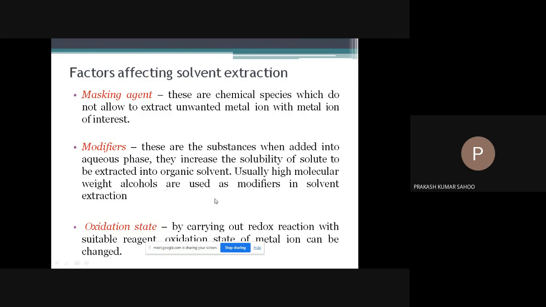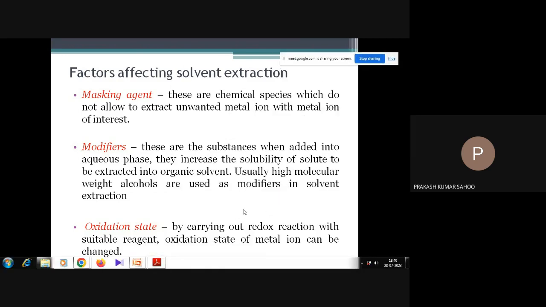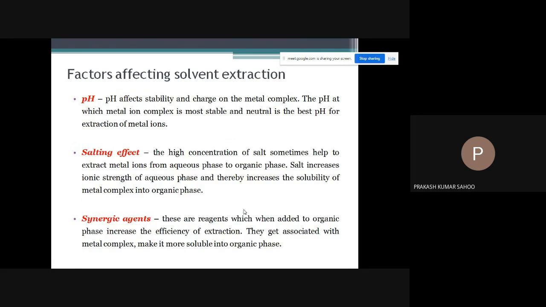Then a very important factor is the oxidation state. By carrying out a redox reaction with a suitable reagent, the oxidation state of the metal can be changed. Then we have the pH factor. This is also another important factor. As we know, pH is a scale to measure the acidity or alkalinity of a particular solution, and pH ranges from 0 to 14. If it is 7, it is neutral. Below 7, it is acidic, and above 7 and below 14, it will be basic or alkaline.